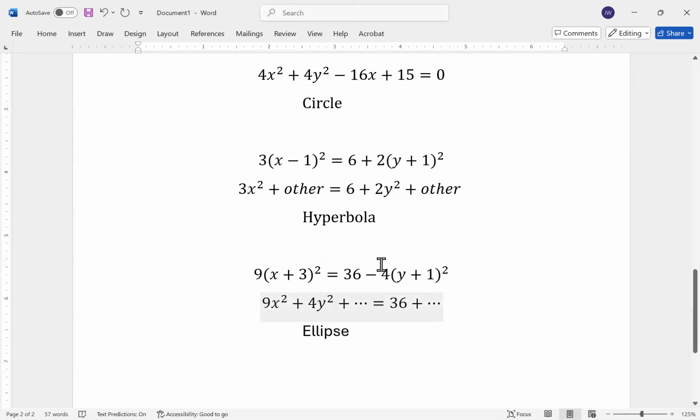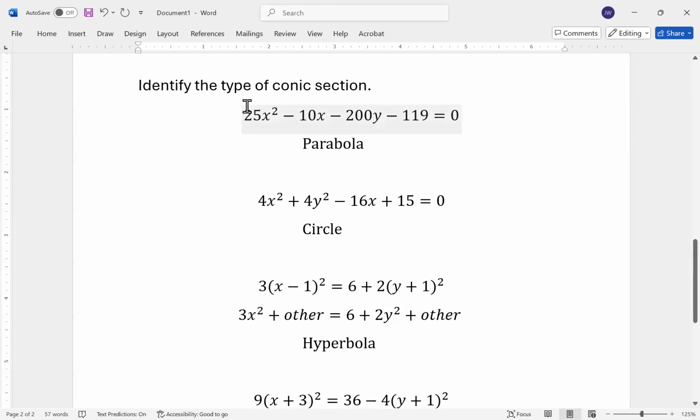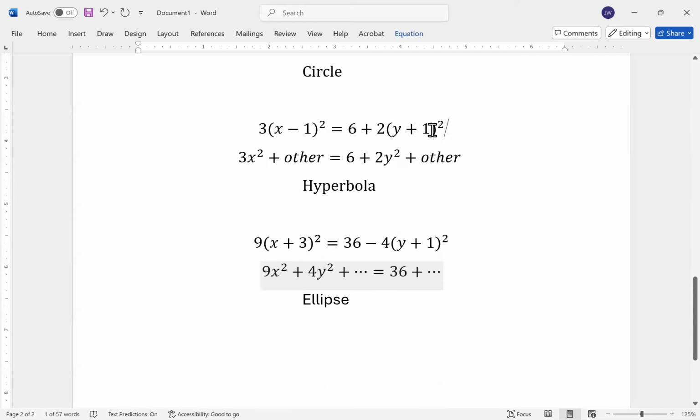So this allows us to identify any conic section, no matter how it's written, whether it's written out and expanded, or whether we have things with parentheses and squared, or whether it's in one of our standard forms. We should be able to easily identify what type of conic section we're looking at.